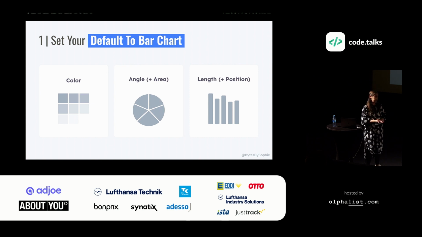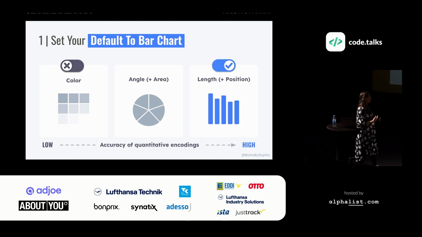Now this might not come as a surprise. Science, again, has found that not all of those options are equally effective. That means that our brain is most accurate at decoding the information if we use length or position. Position is even the most effective channel. So a scatter plot, for example, is really nice. But in my experience, in the daily work we have, the use cases for a bar chart are most common.